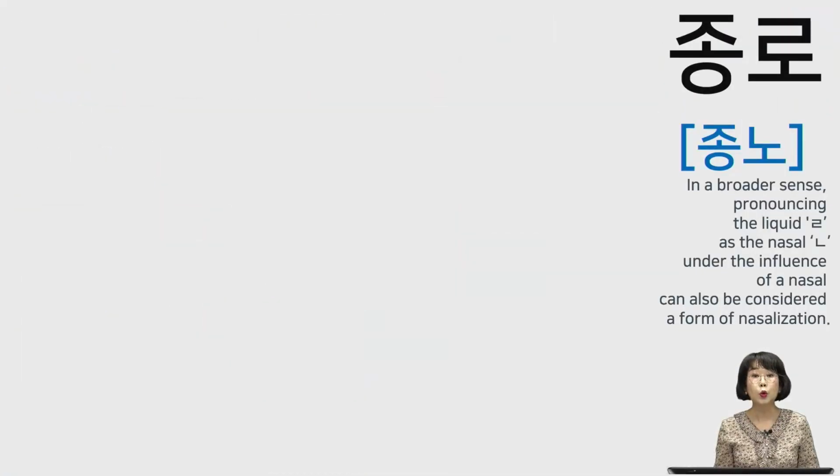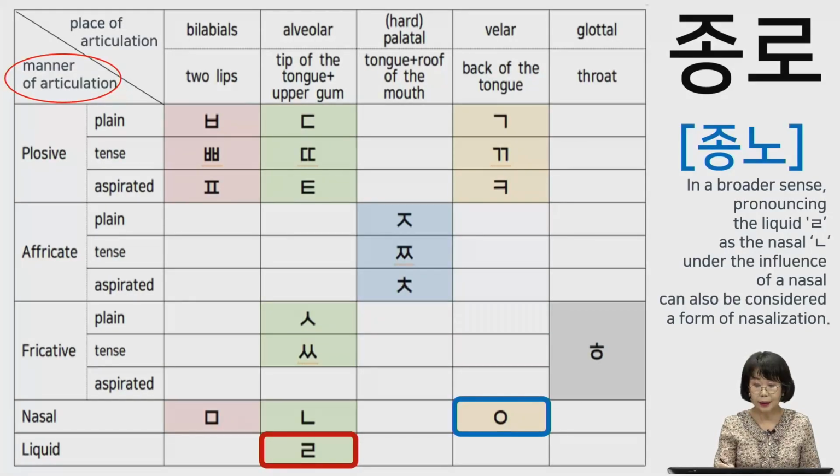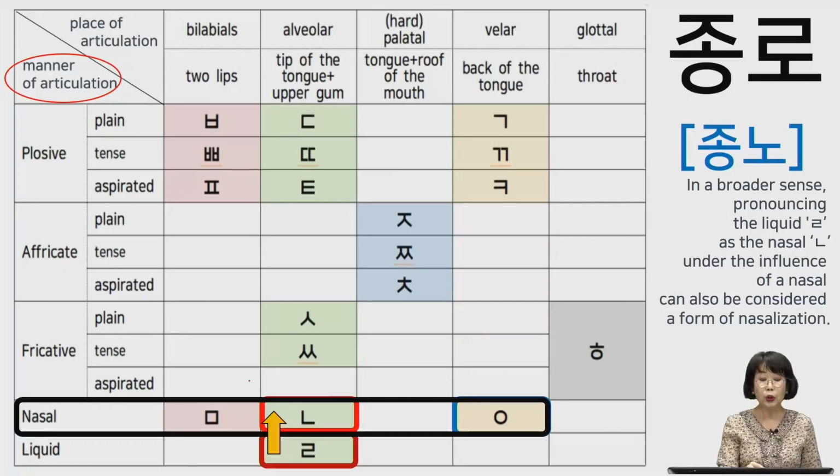종로. 르 becomes 느 sound under the influence of 응 sound. So there are two nasal sounds. They become similar. 종로.